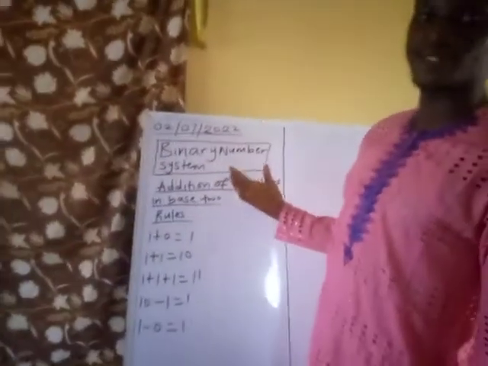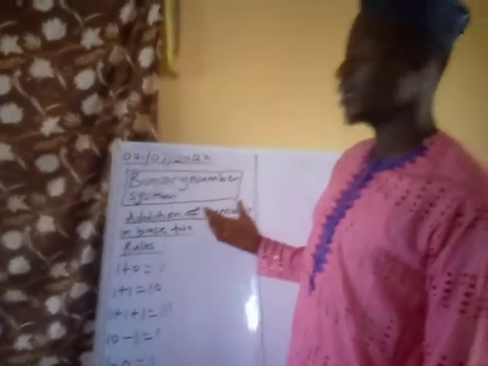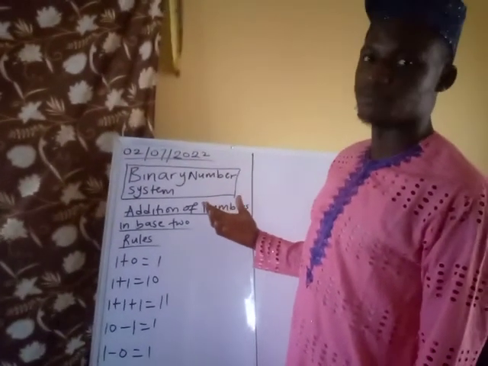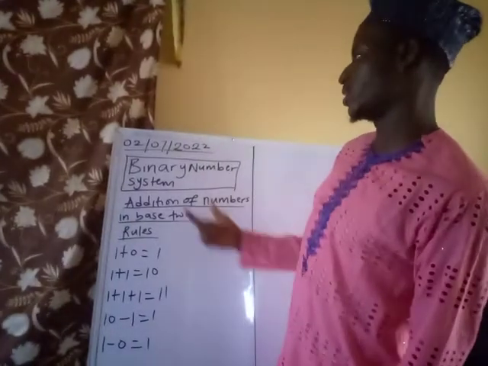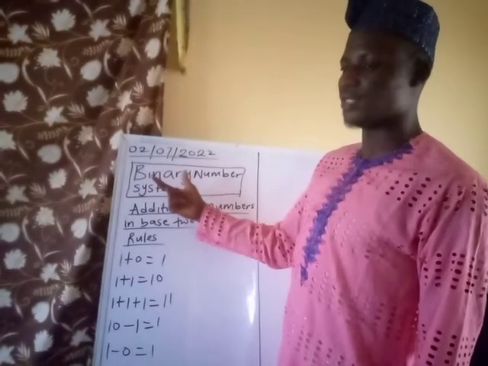We all know that a binary number system is a system of number that is a number in base 2, from the word "bi". You understand? Any number that is "bi" means that number is in base 2.